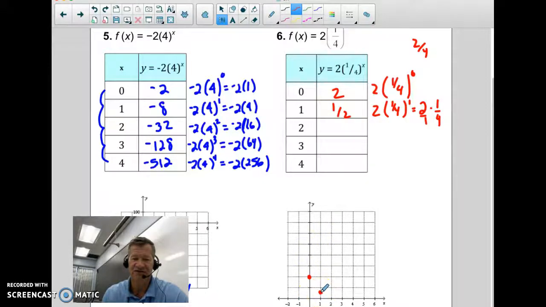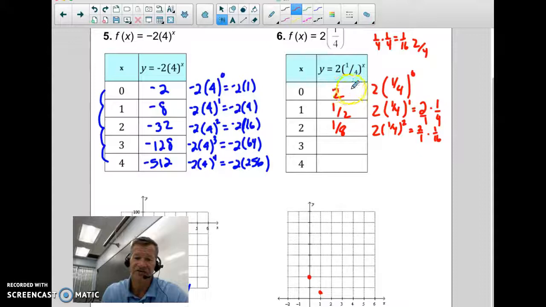Notice it's getting closer to the x-axis again. Let's put 2 in. 2 times 1/4 to the second. Well, what's 1/4 times 1/4? 1/4 times 1/4, that's 1 over 16. What's 2 times 1 over 16? Well, that's 2 over 1 times 1 over 16. That would be 2 over 16, which simplifies to 1/8.